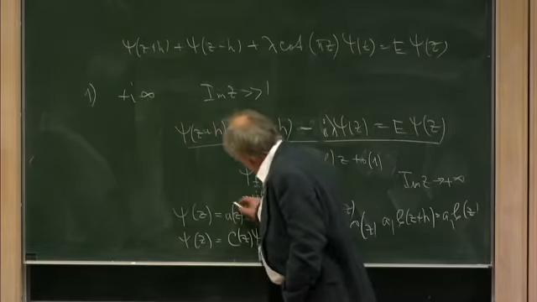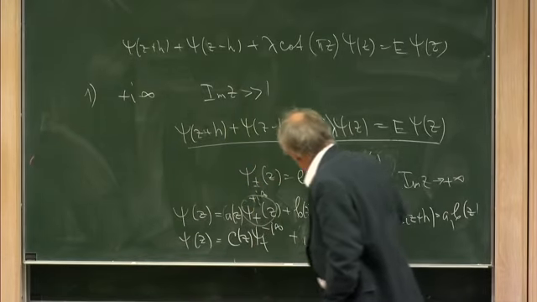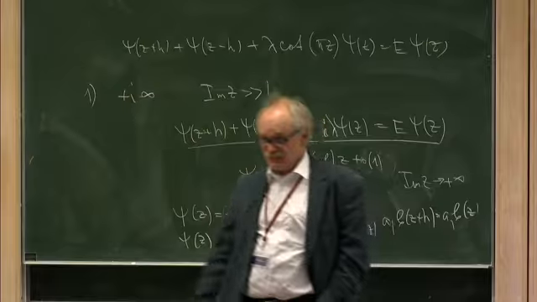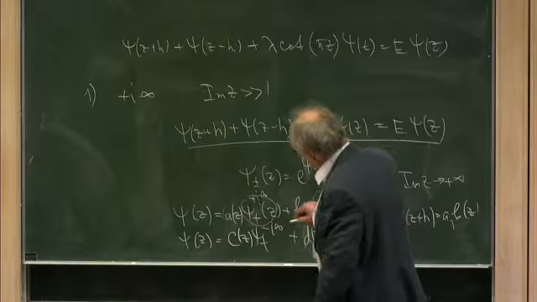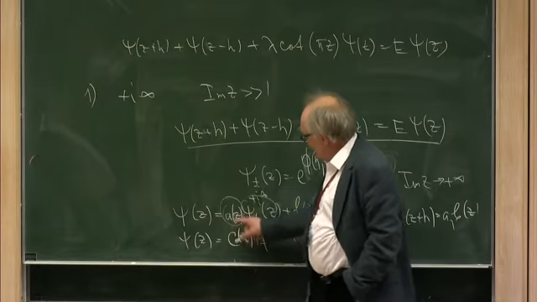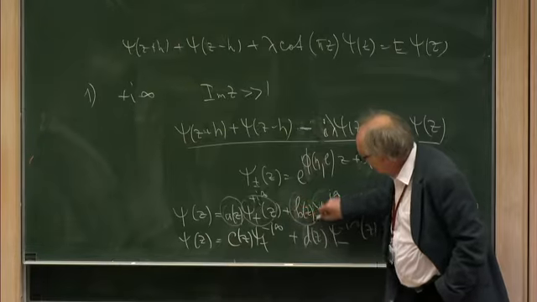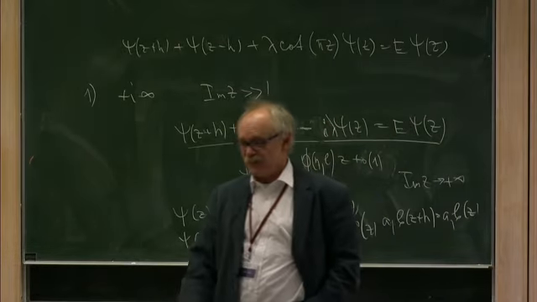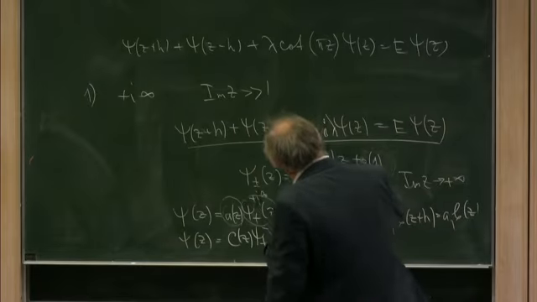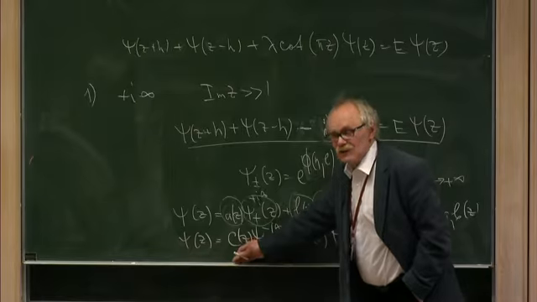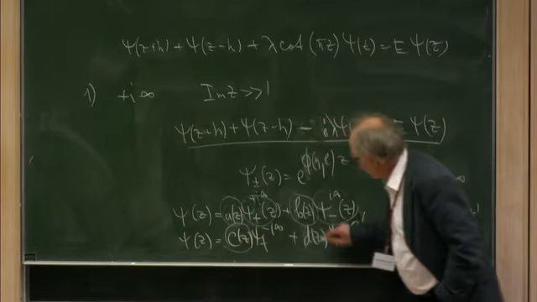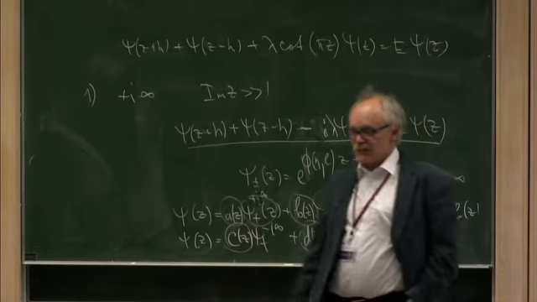Now, these solutions, psi plus and psi minus, are fixed. The rate of growth is fixed. And so, obviously, the rate of growth of psi at plus i infinity is determined by the rate of growth of these two periodic functions. Similarly, the rate of growth of psi of z at minus i infinity is determined by the rate of growth of these two periodic functions.